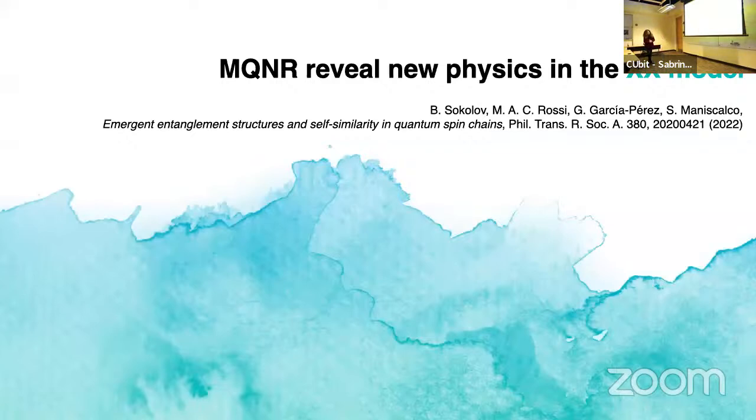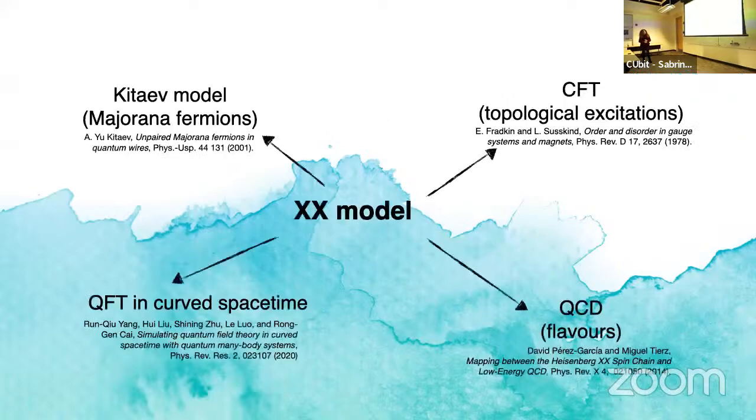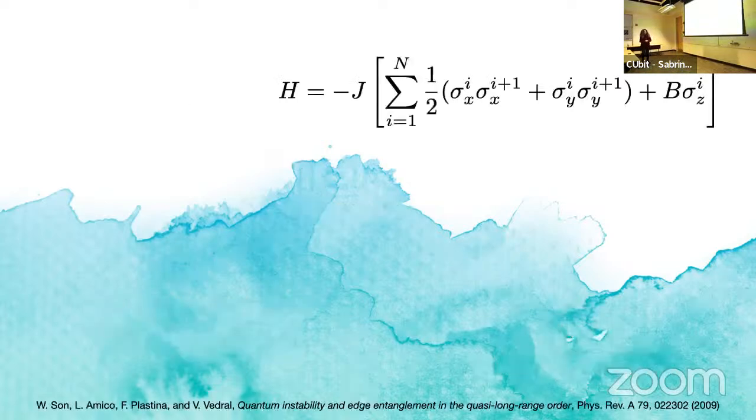And this is the reference of the paper where we describe this, and the model that we will present here is a so-called XX model in a magnetic field. This is really one of the most studied models, it even has exact analytical solutions, and it's been used in a million different contexts and frameworks. So it is connected to many different applications. And this is how it looks.